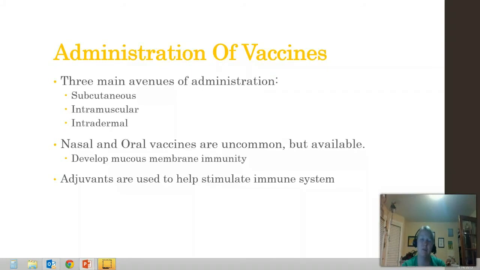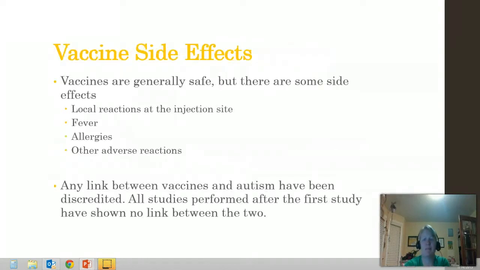If you've ever heard of people using thimerosal and stuff like that, those are stabilizers, but there's a variety of other things that go into vaccines besides just purified pathogen. So just be aware of that, but the adjuvant is what helps stimulate that immune system response.